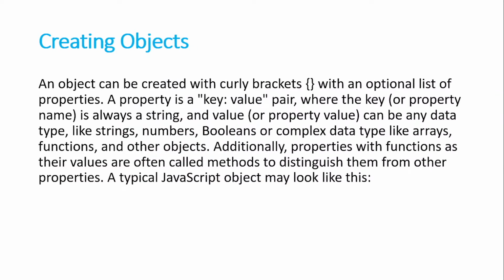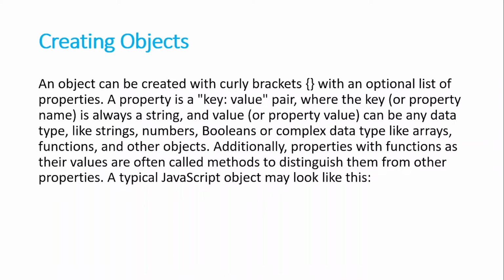So let's understand how we can create objects. An object can be created with curly brackets. We have seen the syntax earlier and we have already created some objects in the previous videos, which we are revising. So we can create an object with curly brackets. Inside that we specify some key-value pairs, where the key or the property name is always a string. We should always wrap it in double quotes or single quotes, because that's a string.